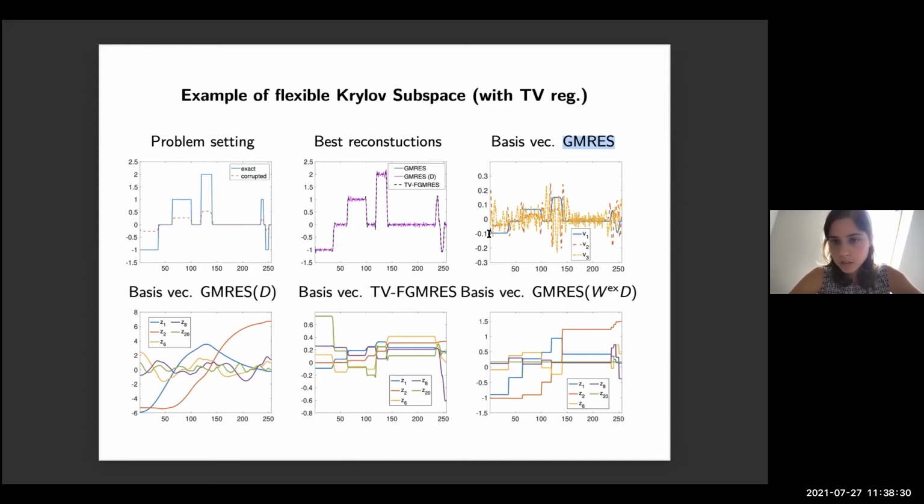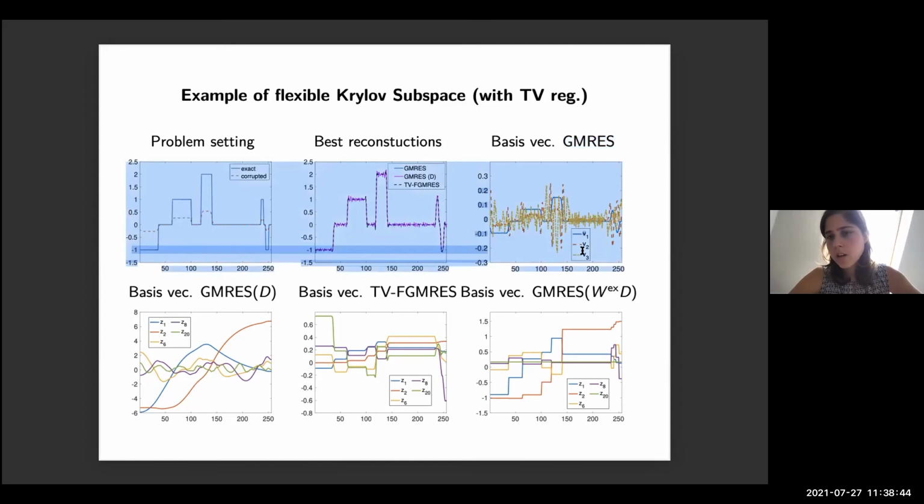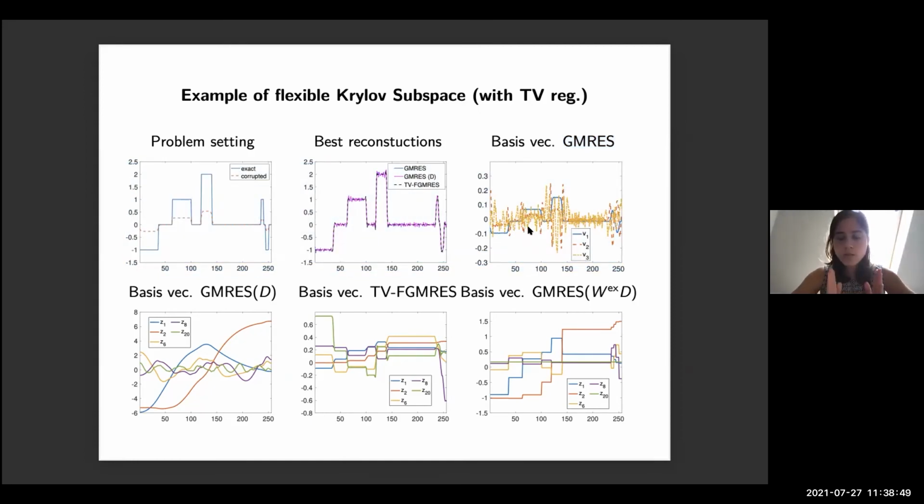But if I look at the basis vectors of my standard GMRES, the first one looks okay-ish, a bit smooth, but it still looks a bit like the corrupted or the exact image. But then if you keep looking at the other basis vectors, they look super oscillatory, which makes sense because you're trying to recover something that has very sharp edges, which is hard to recover with smooth things. It's intuitive to think that if you want to recover a solution that looks piecewise constant, with basis vectors that look like that, you'll have a problem.